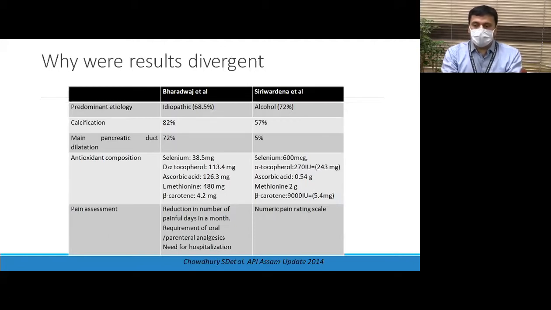While they assessed a numeric pain scale in Siriwardena et al., and they did not find any improvement. Other factors: the patients in the Siriwardena series were predominantly of alcohol etiology, and nearly 80% of them continued to smoke in the Siriwardena series, while in the Bharadwaj series only 28% were smokers.